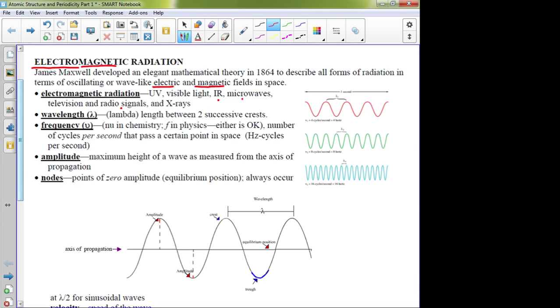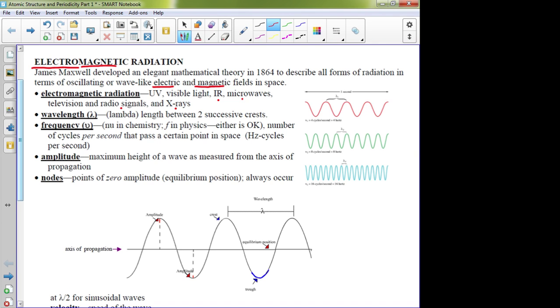When you turn on your radio, you tune it to a station, right? We're getting it to a certain frequency, to a certain wavelength, so we can hear the music that we want to listen to. And then of course X-rays. So we come across electromagnetic radiation in our everyday life.